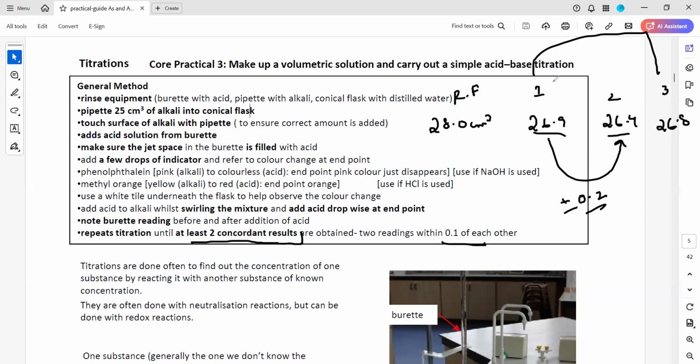Is this procedure clear? Does anyone have a doubt or a question?